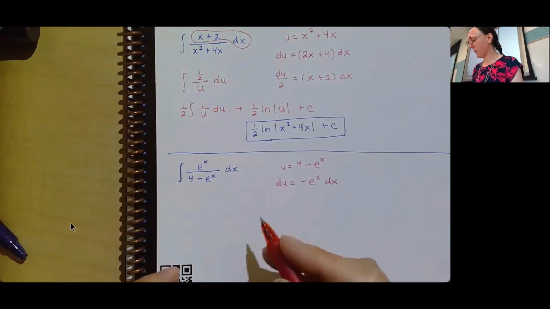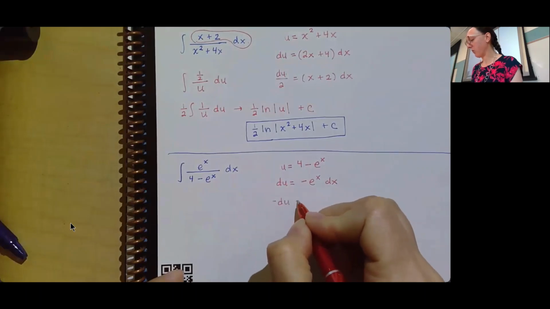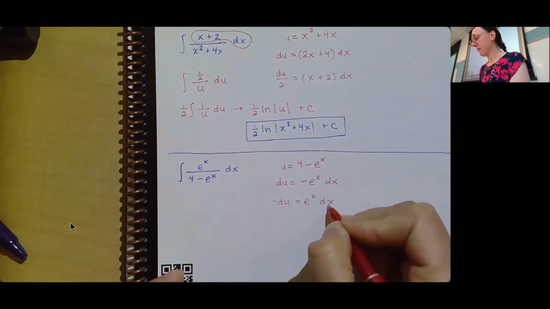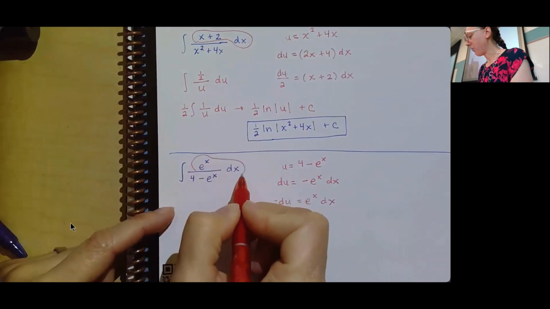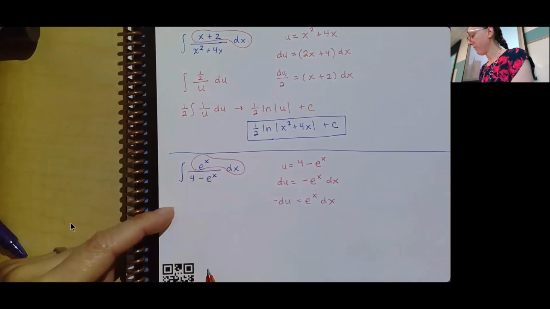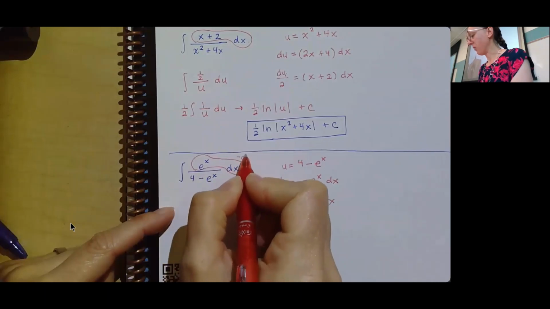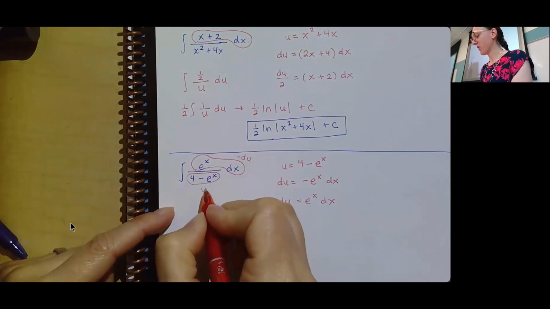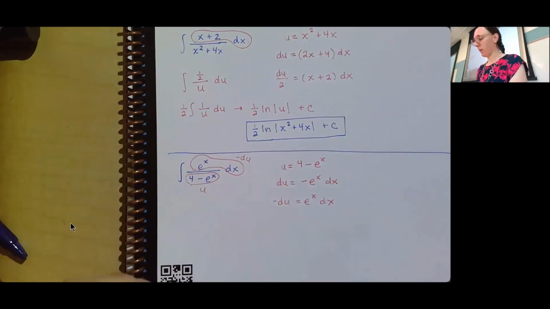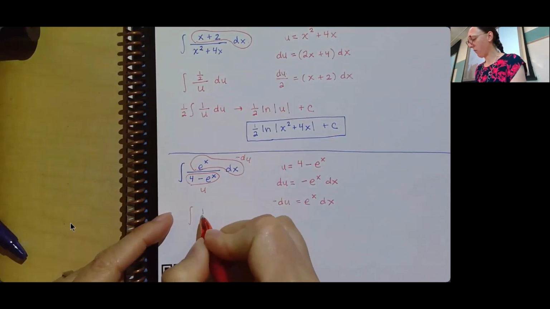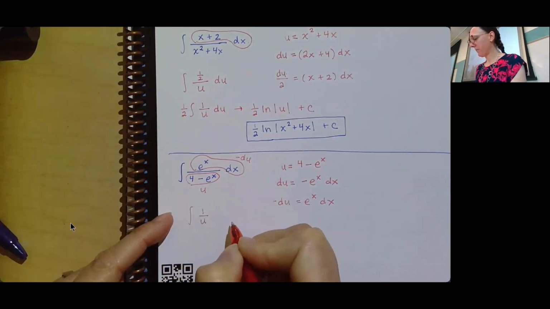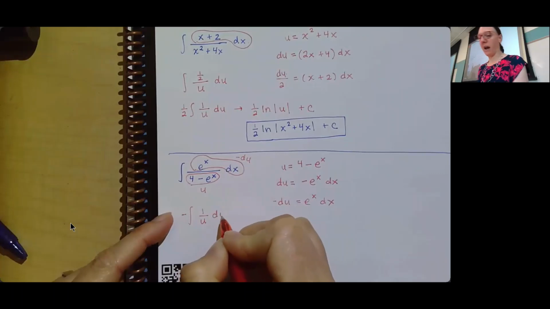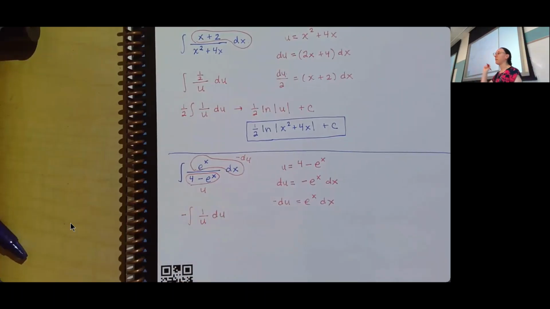So if I multiply both sides by a -1, I've got negative du is equal to e to the x dx. So I can take the entire numerator and call that negative du. And the denominator is just a u. And when I translate that, that means I'll have 1 over u and then a negative du. And I put my negative sign out in front. It's totally fine if you just put it on top with the -1. I know I gave us another natural log.